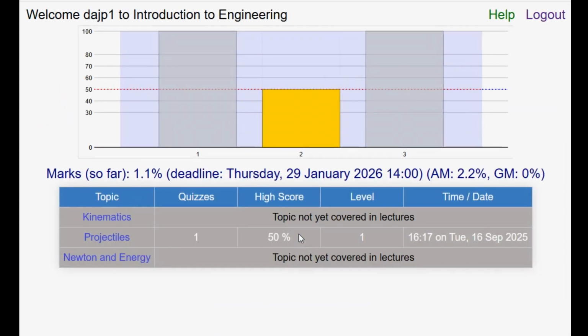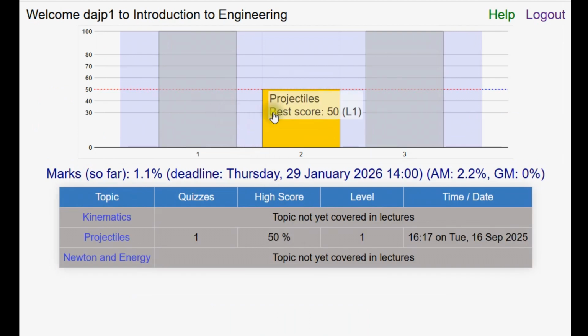That takes you to the index screen here, which will give you an indication of your best scores on all of the topics that you've completed so far. So far we've only released 3 of the topics. There are a total of 23 topics in the module, so plenty to keep everyone busy. The rest of them will be coming along as we cover them in the lectures.